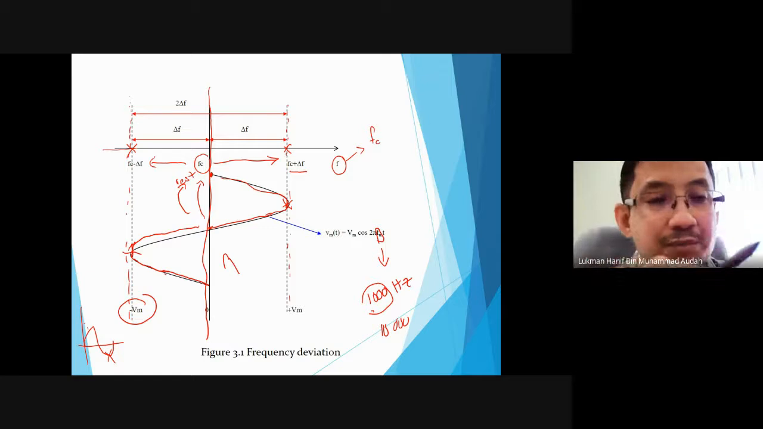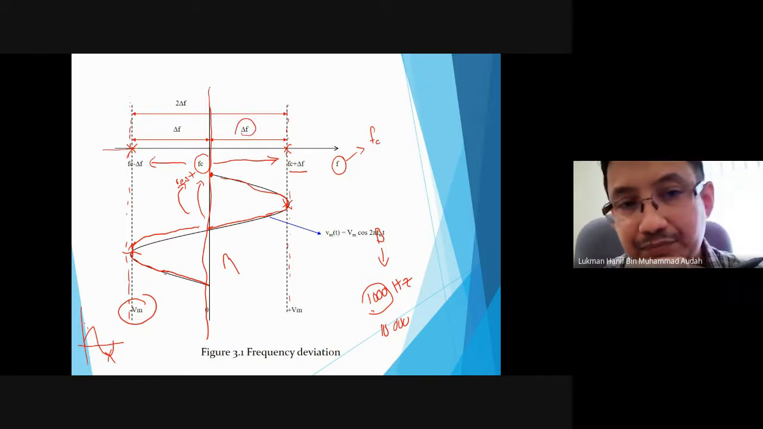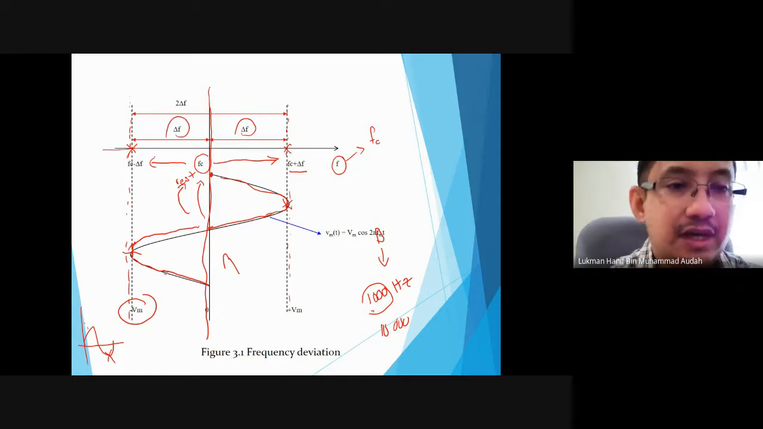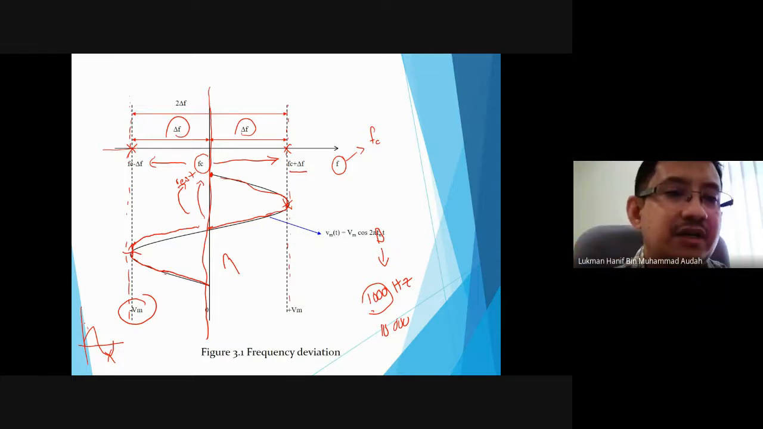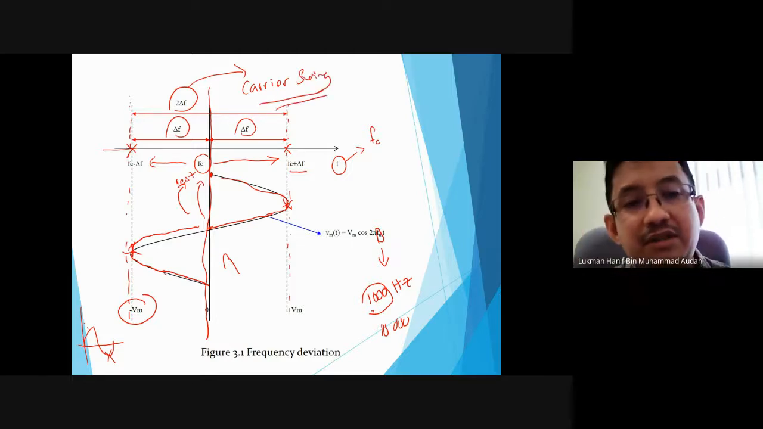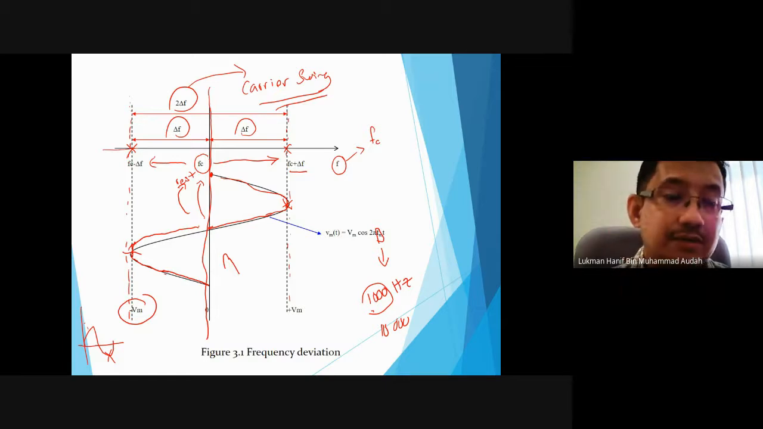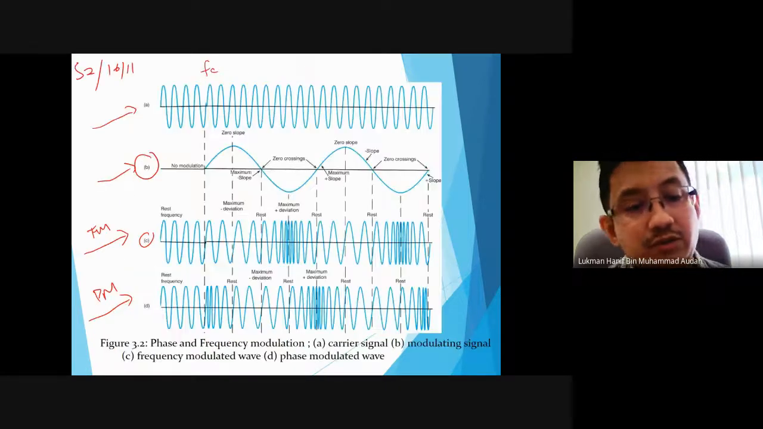Okay, tadi saya lupa nak beritahu bahawa perubahan ini, yang pertama di sini ada delta F, dan juga delta F. So jarak perubahan frekuensi carrier ini adalah sebanyak 2 delta F. This is what we call a carrier swing. Okay. So, parameter carrier swing ini selalu ditanya. Calculate the carrier swing. Okay, which is the 2 delta F. Okay. So, I go back to this slide.